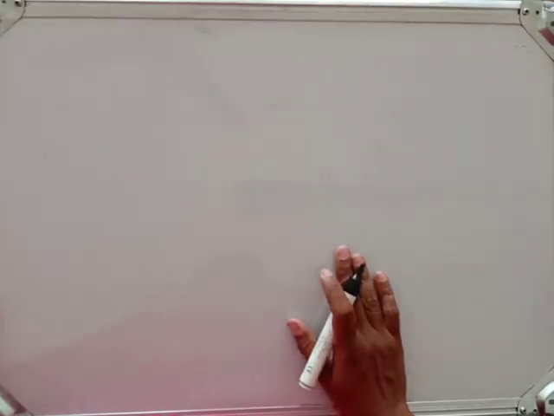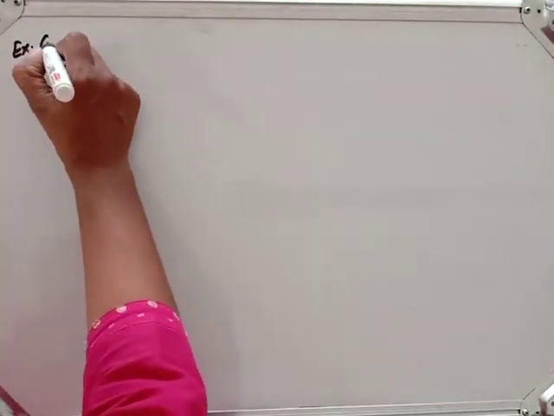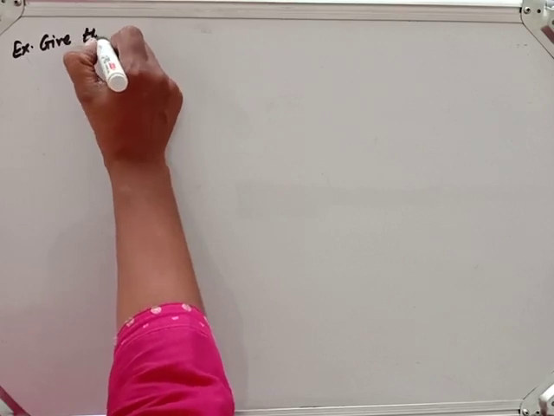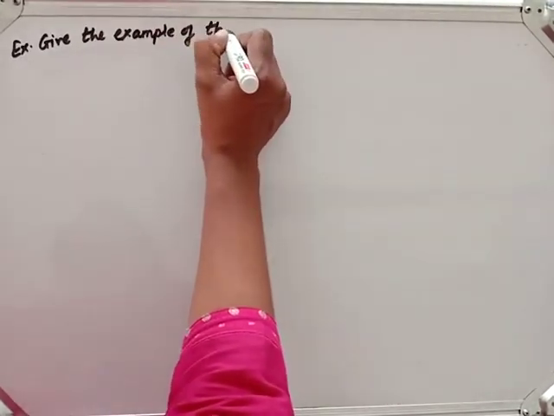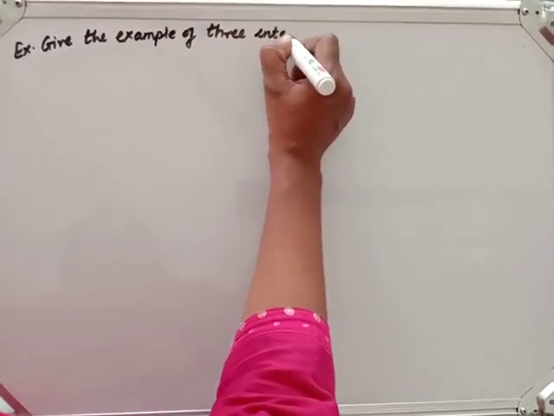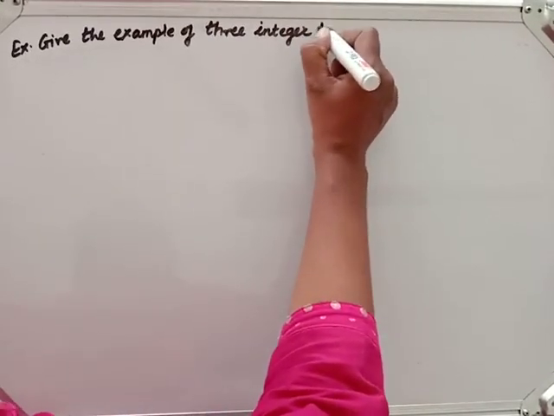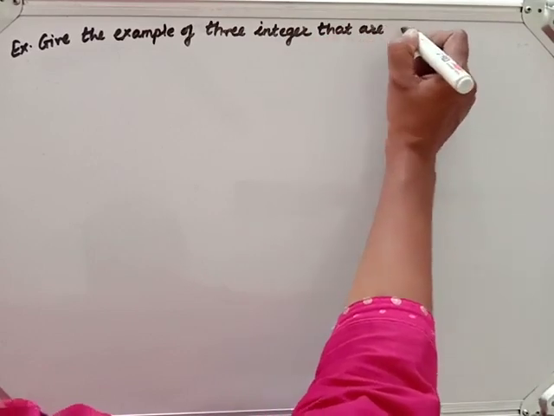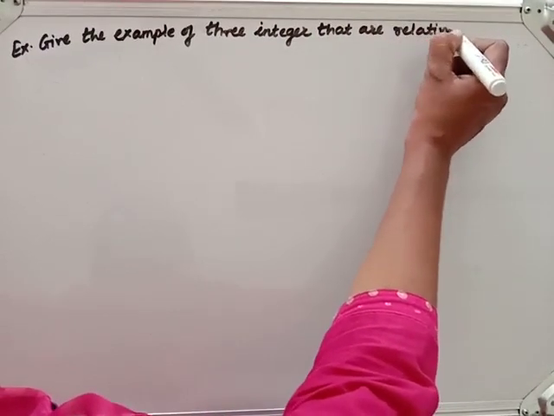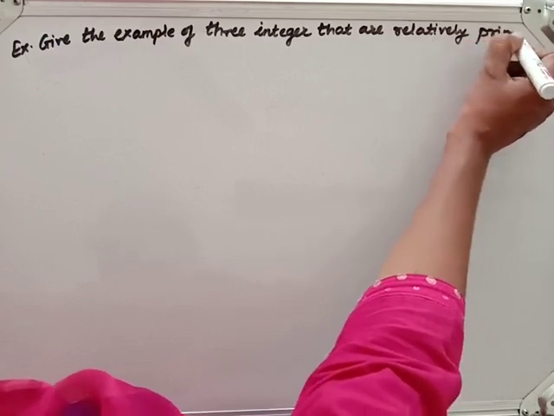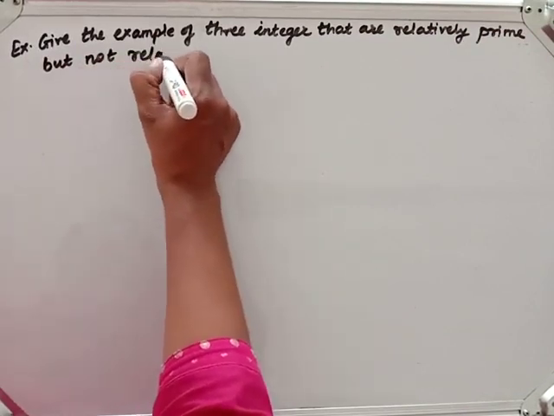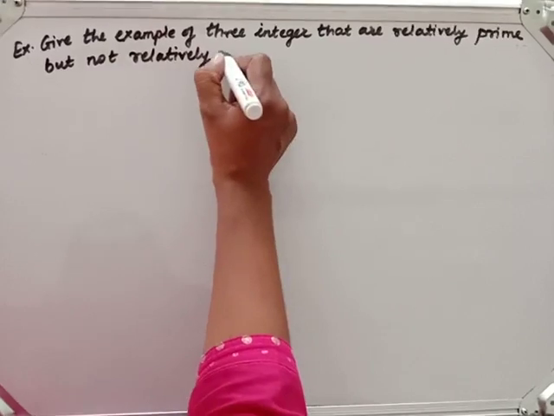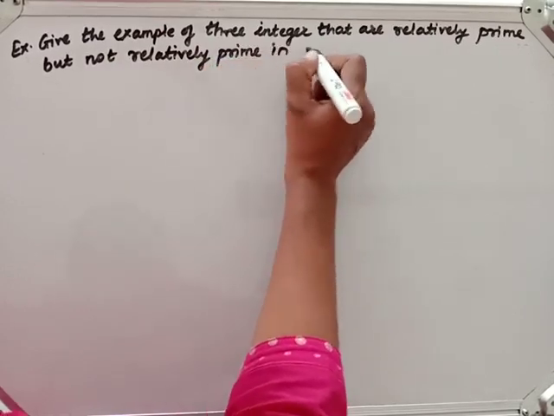Students, now let us solve some examples on the properties of integers. Example: give an example of three integers that are relatively prime but not relatively prime in pairs.